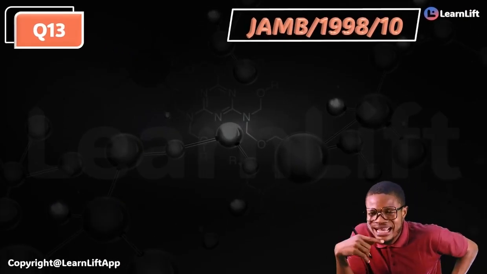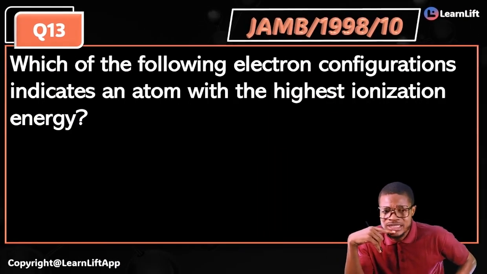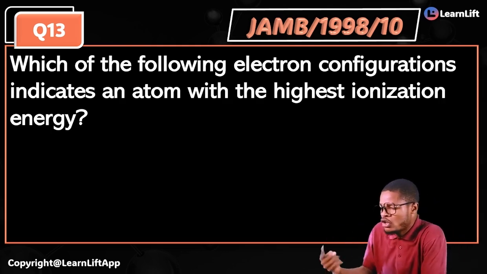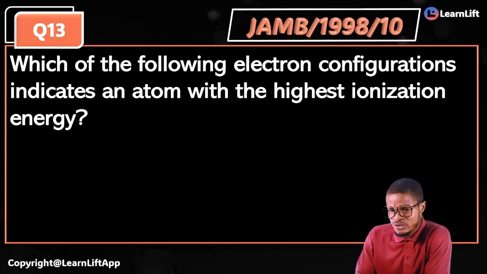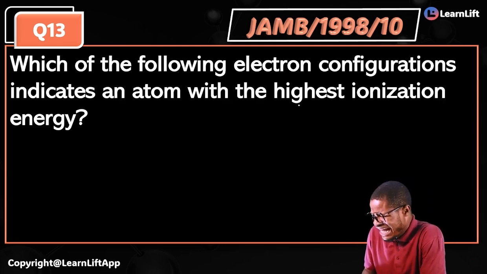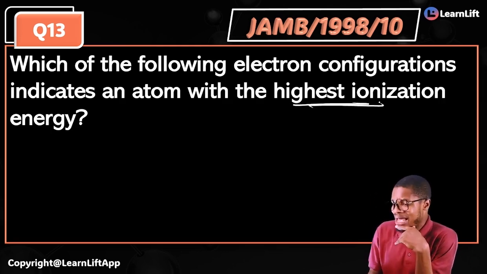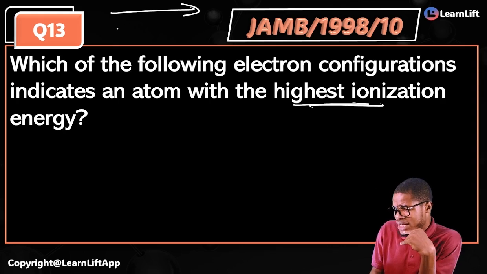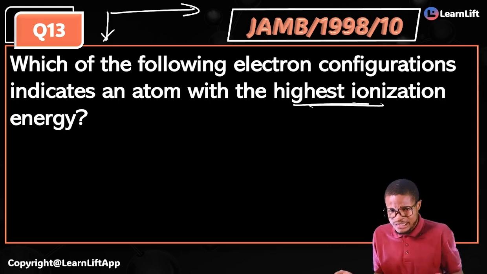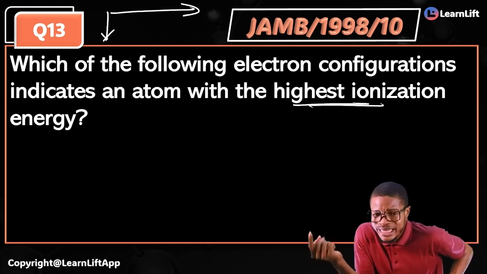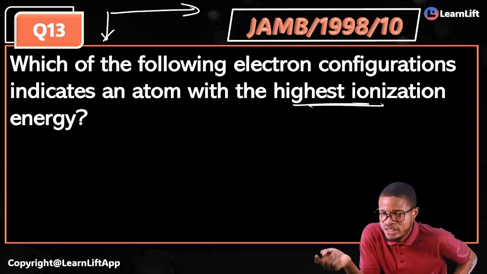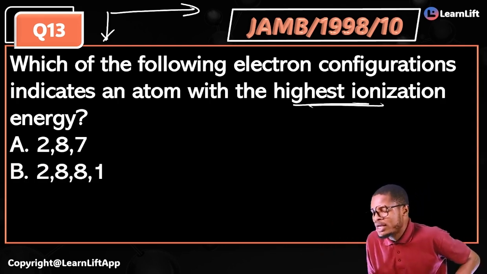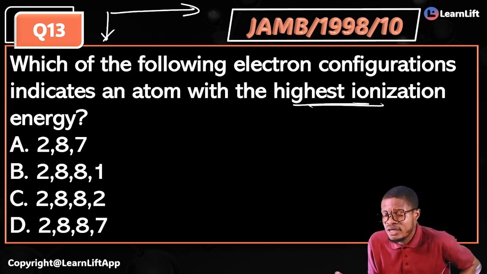Question 13, JAMB 1998, question 10. The question says, which of the following electron configurations indicates an atom with the highest ionization energy? Don't forget, ionization energy increases across the period and decreases down the group. Which one will indicate the highest ionization energy? Option A, we're given this. Option B, we're given this. Option C, we're given this. Option D, we're given this.